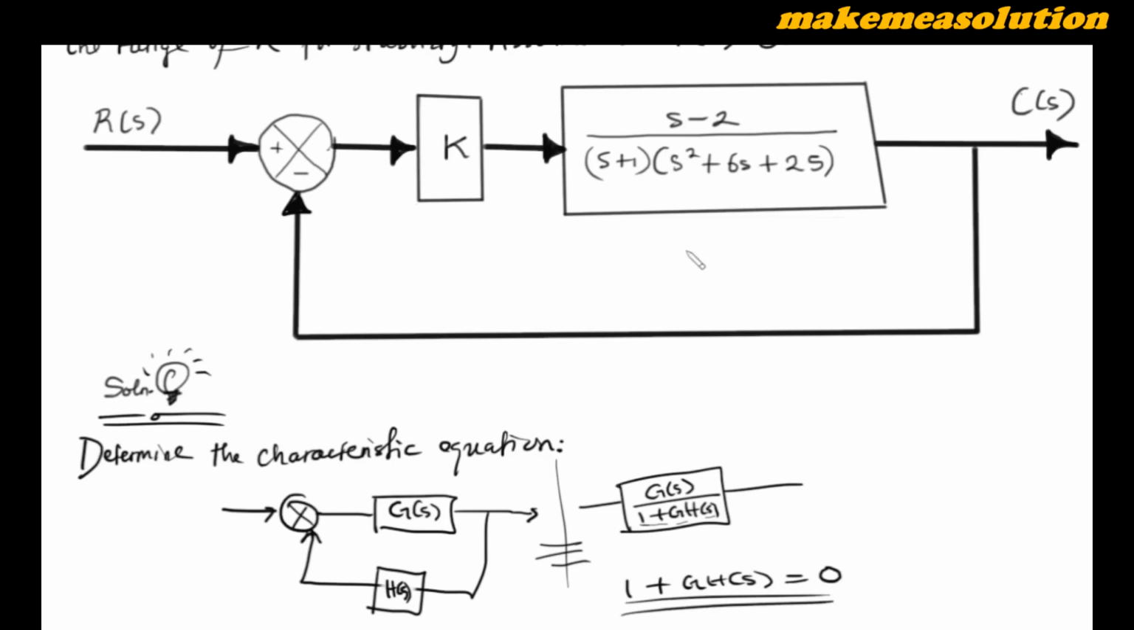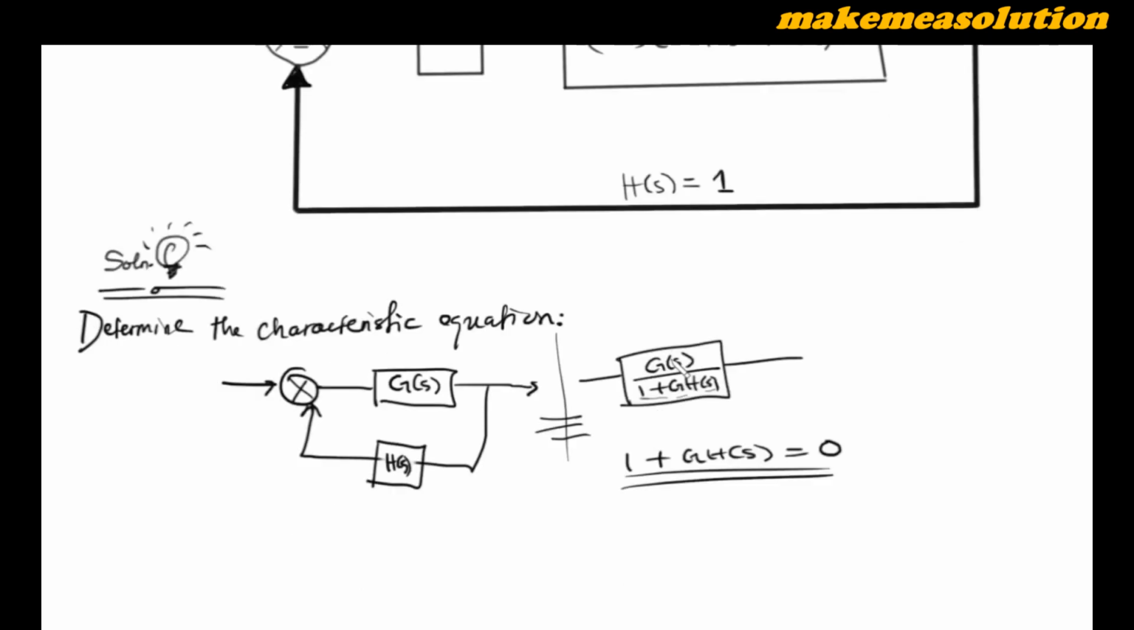Now for this closed loop system, there is no h of s, but anytime you don't see any h of s here, it means that your h of s, that's your feedback gain, is 1. So in forming our characteristic equation, it is 1 plus g of s times h of s equal to 0, where our h of s is equal to 1.